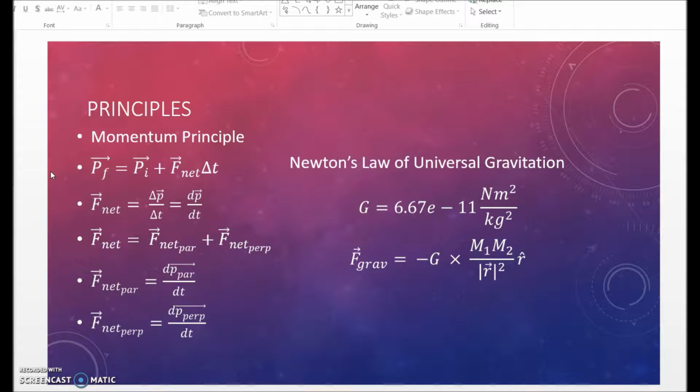The principles we used for this lab were the momentum principle, which states that a change in momentum equals the net force acting on the object times the change in time. And in this case, we use the derivative form of that, as you can see here. Newton's law of universal gravitation states that there is a force of attraction between all masses in the universe, and its formula is negative G, the constant, times the product of two masses divided by the distance between the objects squared, times the unit vector.